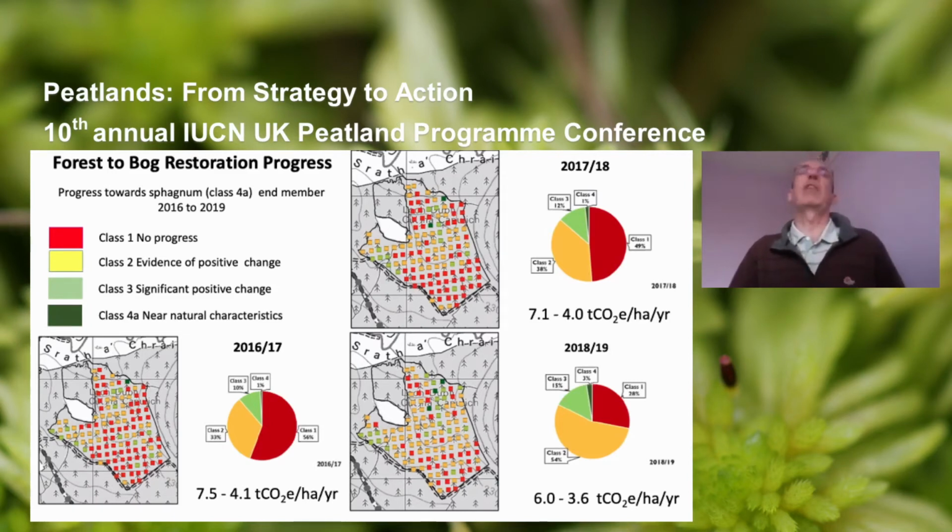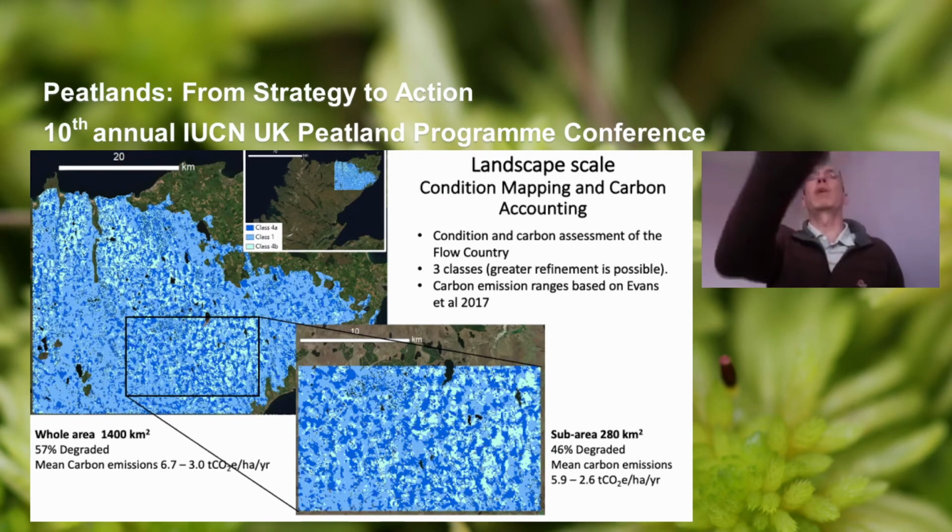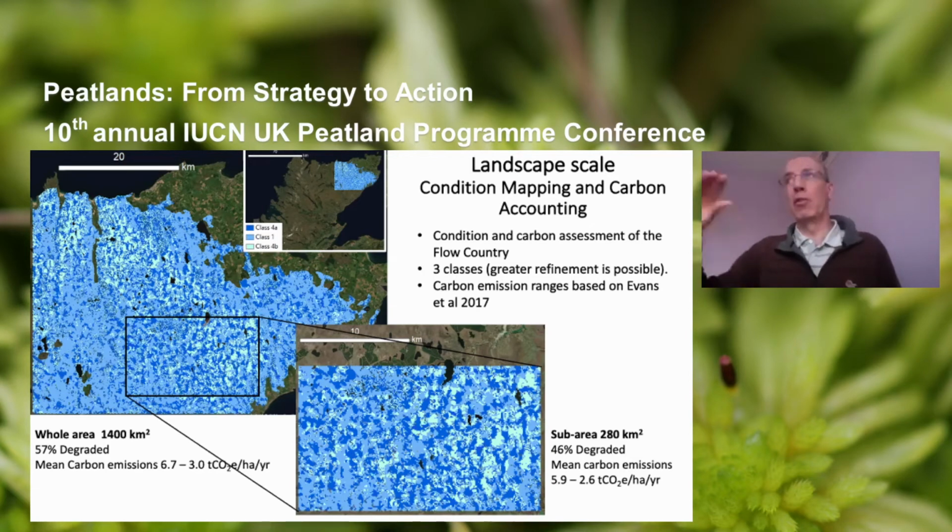And then the final example I'd like to show you is the application to a really large area. So we've taken 1,400 square kilometres of the flow country. You can see it in the top right image there, in the top, far, far northeast Scotland. And we've classified that using only 3 classes. We haven't gone for the subtle differentiation within the re-wetting classes. And we've got class 1 and 2 class 4s.